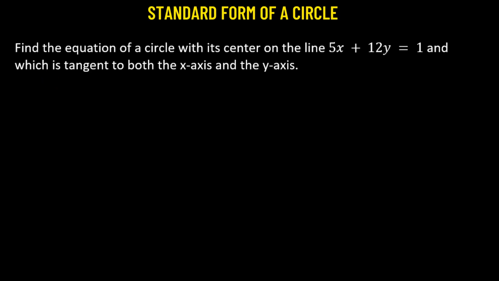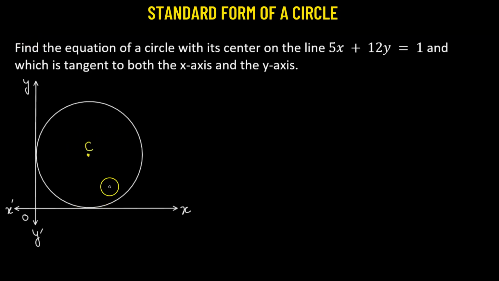So in this problem, we need to determine the equation of a circle such that its center lies on the line 5x plus 12y equals 1, and the circle is also tangent to both the x and the y axis. So let's first try to understand the problem graphically.